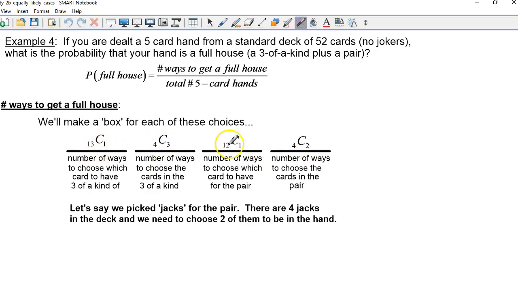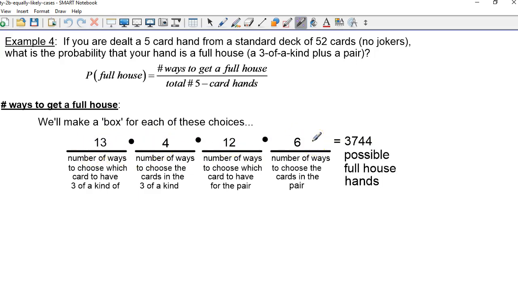It's the number of ways to make each of those choices. Because we're dealing with the multiplication principle, we could do each of those in a calculator to find the combinations: 13, 4, 12, and 6, and then the multiplication principle says we would multiply these. There are 3,744 different possible full house hands of 5 cards.